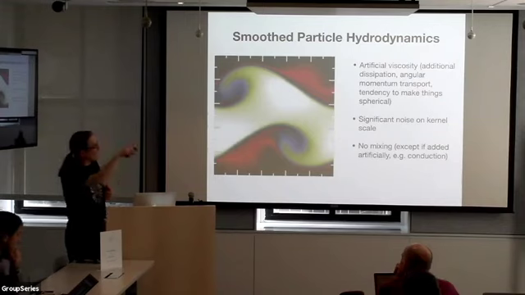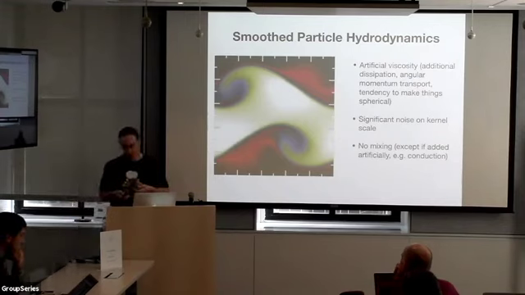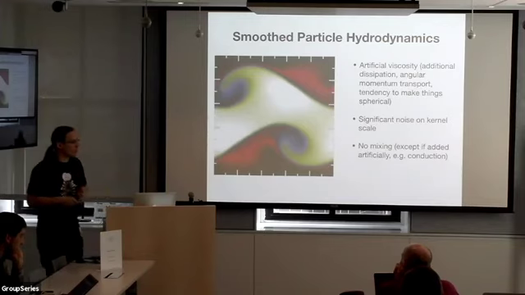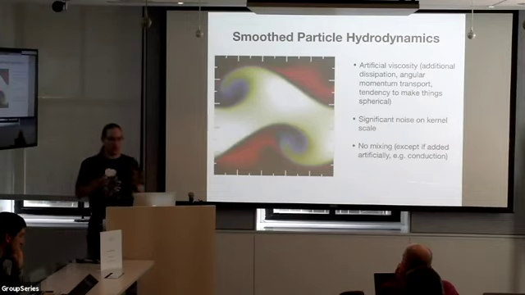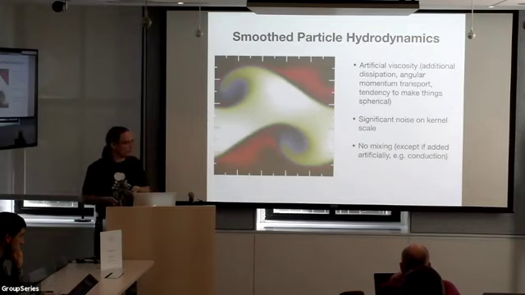The contrast is bad here, where you just get some amount of intrinsic noise in the simulations that's very hard to beat down. And in general, because the method is really purely Lagrangian, there's no mixing between particles, which sometimes can be relevant if you have different abundances or so.